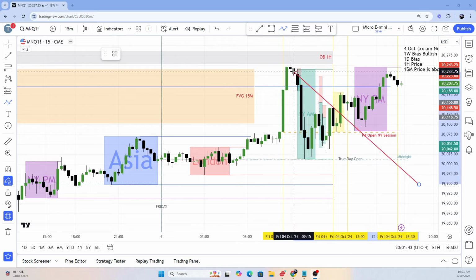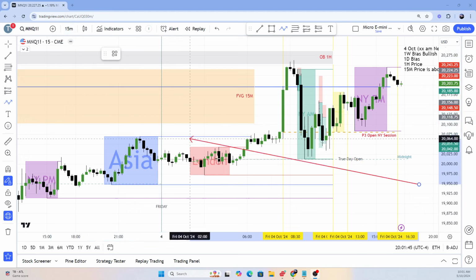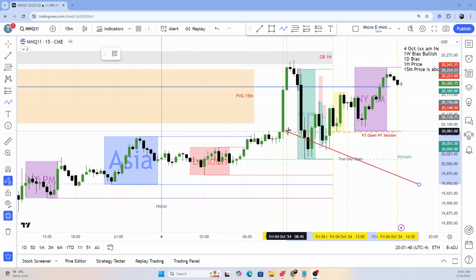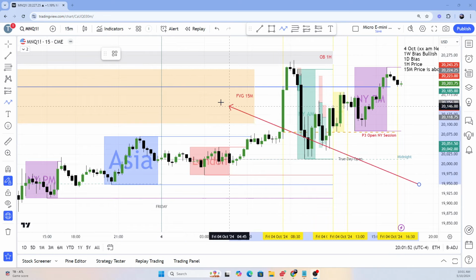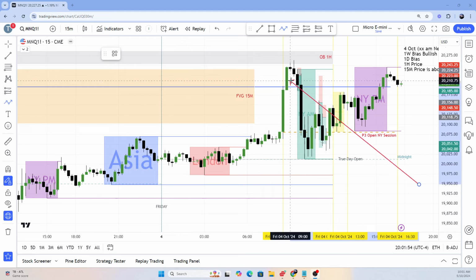Then to summarize what happened in the 15-minute chart: at the 8:30 a.m. news, price went up and it rebalanced this fair value gap, right? And then it also reached this order block. If you're not clear on these terms, we will release videos very soon, so please subscribe to the channel.